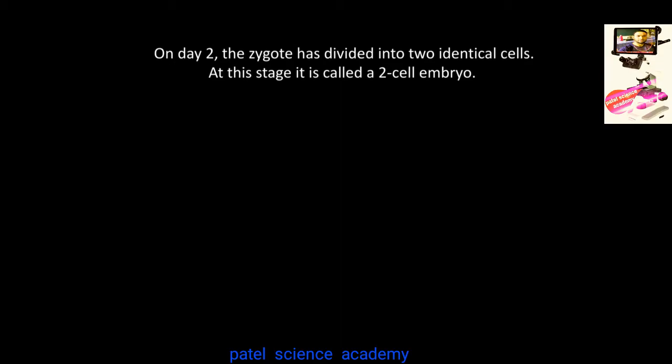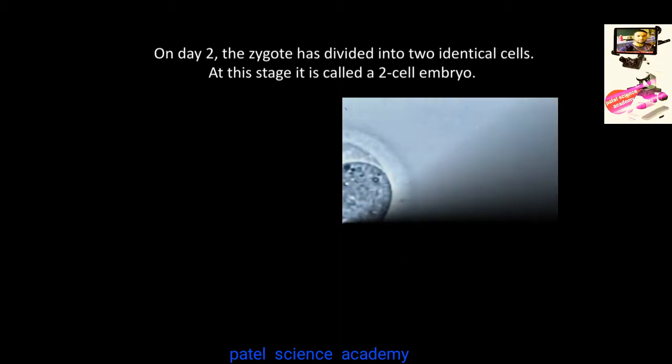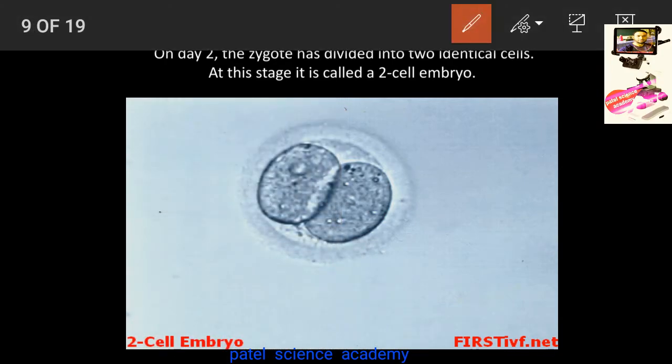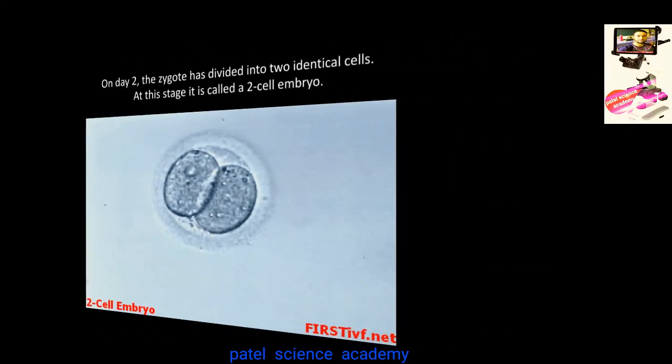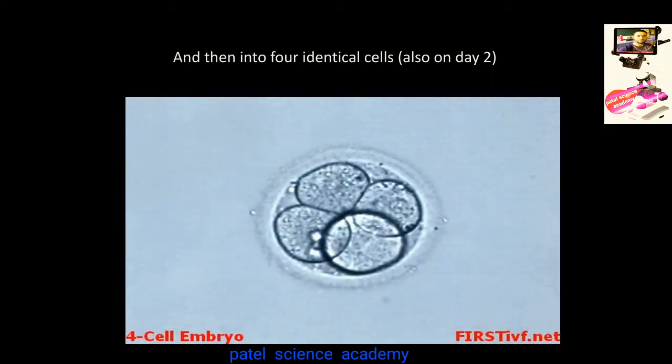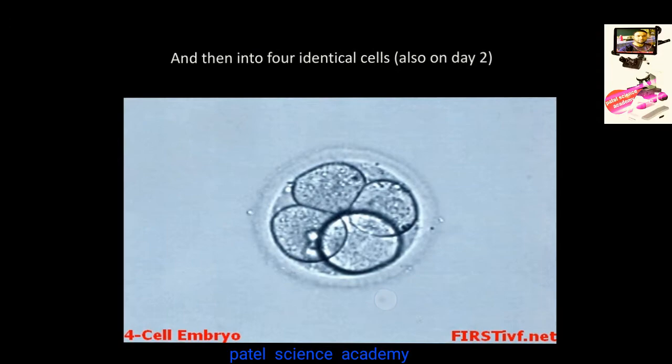On day 2, the zygote has divided into two identical cells, and this stage is called the two cell embryo. You can see here in this diagram, there are two cells. This is cell number 1, this is cell number 2. So this takes place at day number 2 after the fertilization. Then this two cell stage converts into the four cell stage also on day 2, and it looks like this. So this stage is called the four cell embryo stage.